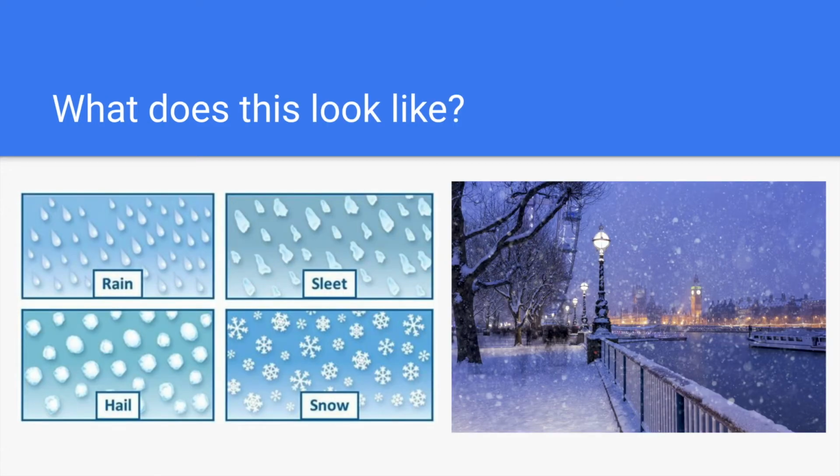Here's some examples of what precipitation can look like. We get rain when it's warm outside, and when it gets cold, the water freezes in the air, and it can be snow, it could be hail, depending on how cold it is or how warm it is.